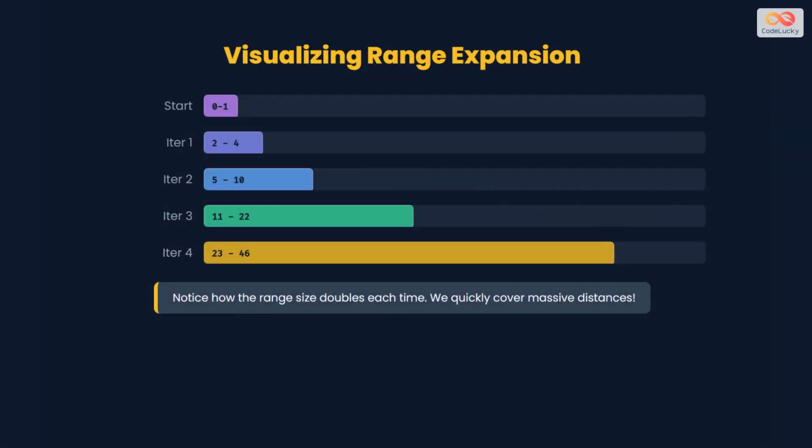Here is how that looks visually. We start checking indices 0 to 1. If not found, we jump to indices 2 to 4, then 5 to 10, and so on. By doubling the range size each time, we move through the array incredibly fast. This is often called Galloping Search or Exponential Search.